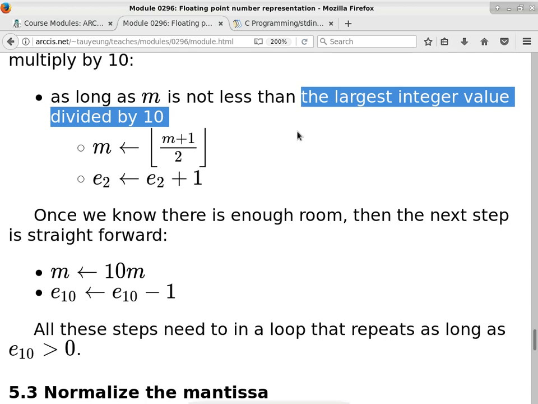The largest integer value divided by 10. How do we find the largest integer value? We just talked about it. It's UINT uppercase, 32 or 64, and underscore MAX, I think. But remember, you have to divide it by 10 because that's what we're interested in. We want to leave enough room to multiply by 10 later on. So you have to use division by 2 to leave you enough space.